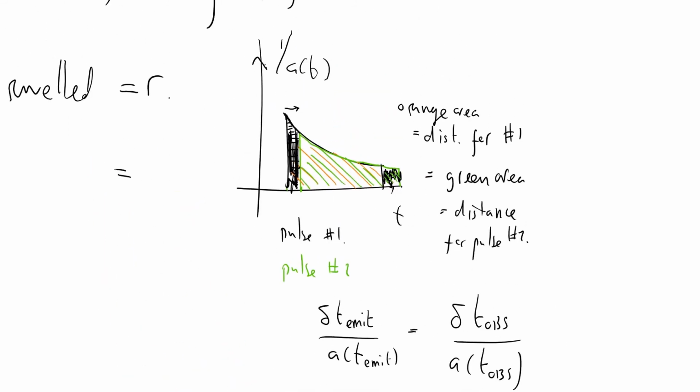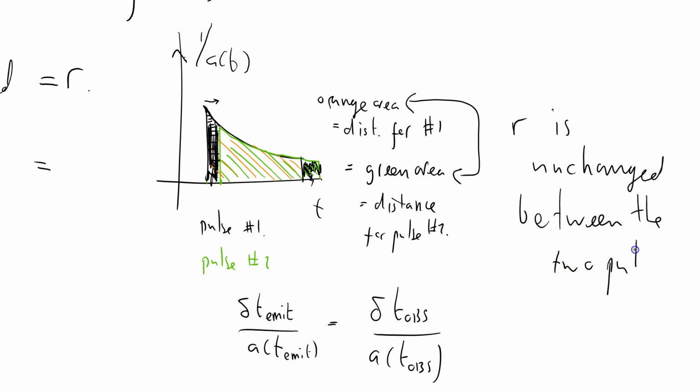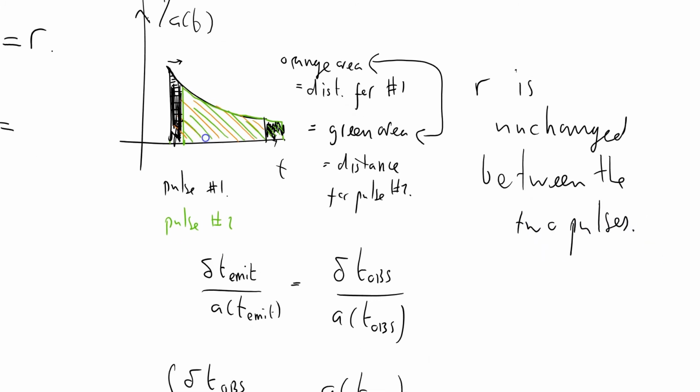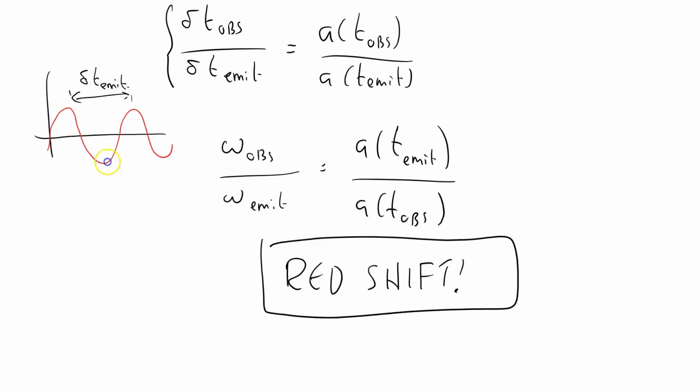This is quite a subtle argument. The fact that the orange area equals the green area is the same thing as saying that r is unchanged between the pulses. And you say, well, it can't be unchanged because the universe is expanding. Yes, but we are using co-moving coordinates, so we have nailed the coordinate system to the galaxy. That is the strength and the difficulty and the conceptual hardness of this particular approach.